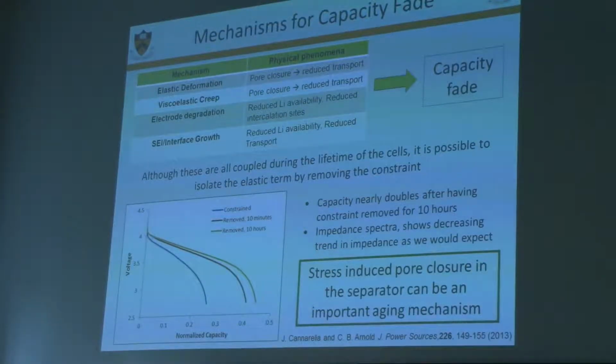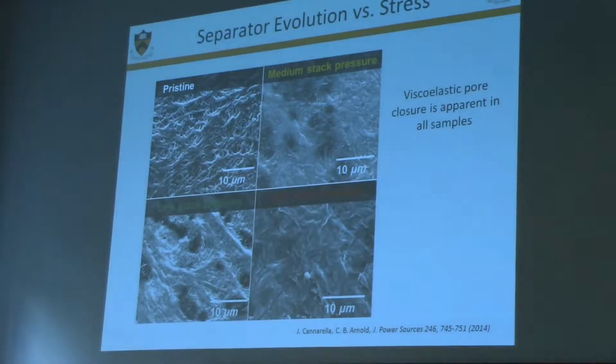So what we did was we said, let's see if we can figure out in this system what actually led to the capacity fade. So the first thing we did is we took our batteries out of our constraint and we measured their capacity. And what we found is that as soon as we removed them from the constraint, just 10 minutes later, the capacity jumped up. And when we measured after 10 hours, it jumped up even more. Okay, so clearly, this tells me that this elastic deformation was leading to some of the behavior that we were seeing. Right? Okay, so that's data point number 1.